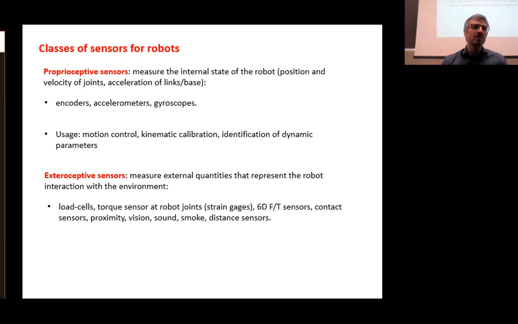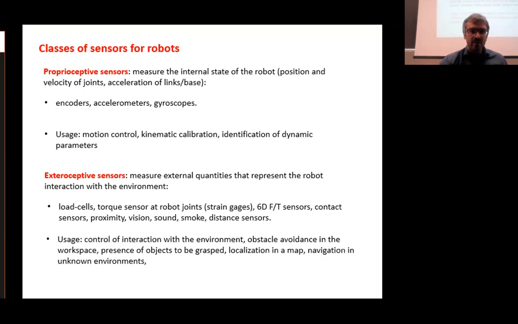Vision sensors are also something coming externally from the robot. In essence, the perception of the environment, having visual feedback of the environment. Sound, smoke, we have many different kinds that go underneath this umbrella of exteroceptive sensors. And as I said, they are used for controlling interaction with the environment, obstacle avoidance, for example, in the case of visual sensors, checking the presence of objects to be grasped, self-localizing the robot, building a map and self-localizing in a map, and navigation in an unknown environment.